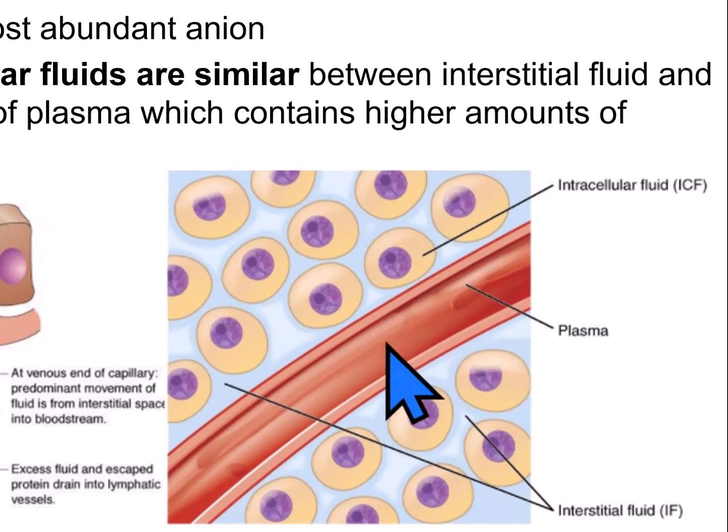Now, plasma is what you have in the blood vessels. Interstitial fluid is around the cells. So when we talk about extracellular fluid, that's basically fluid outside the cell. What does extracellular fluid include?